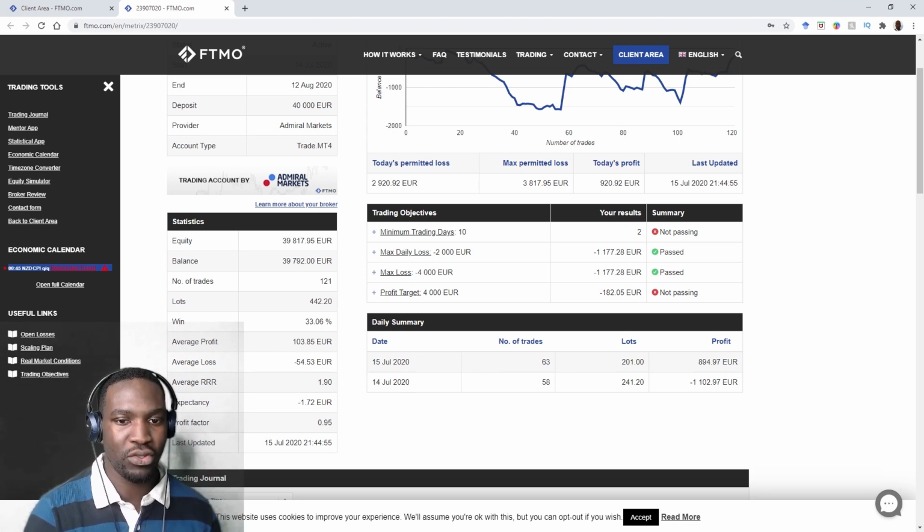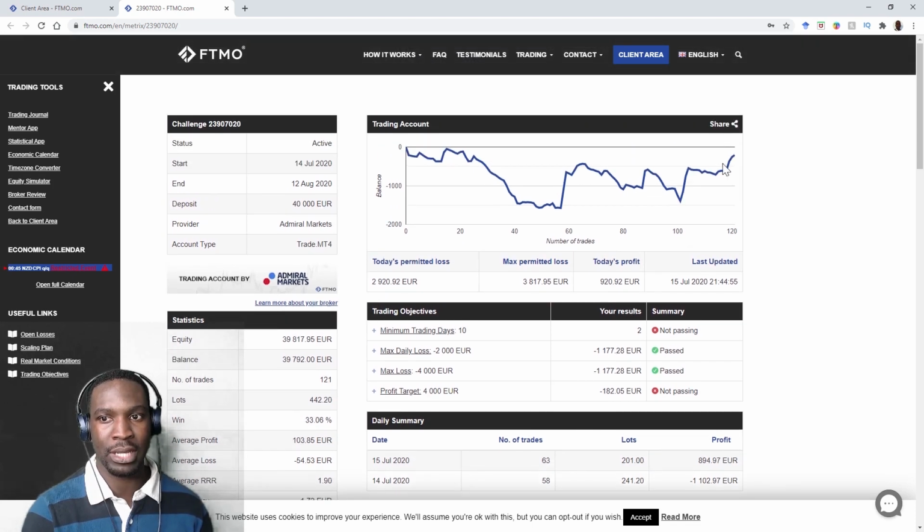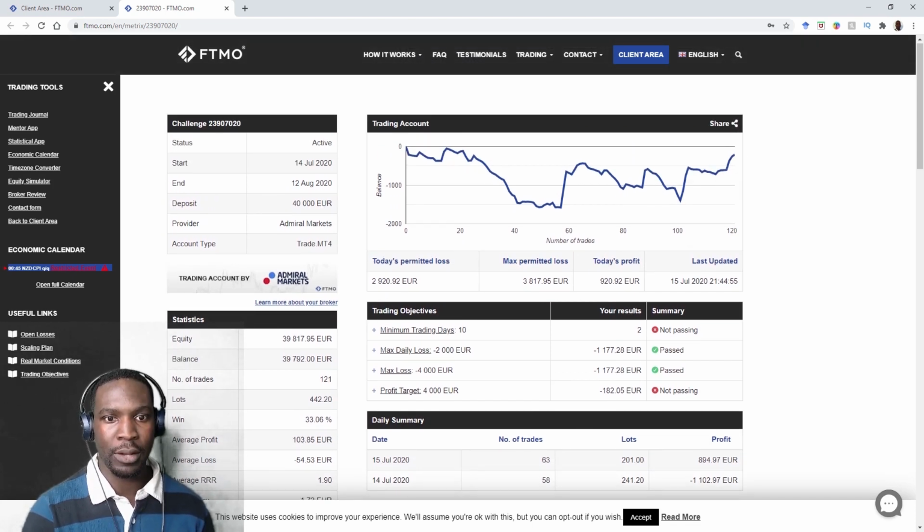I took 121 trades, way too many trades. I think that was my issue, way too many trades. 33% success rate, not good enough. Normally on my normal account I'm around 40-42, so I need to lift that up. Average risk to reward is 1.9, it's all right. Expectancy, I don't even know what that means, to be honest. Profit factor 0.95, which is why I'm in a loss. I need to get that above one, but hopefully I'll do that once I start getting into the green again.